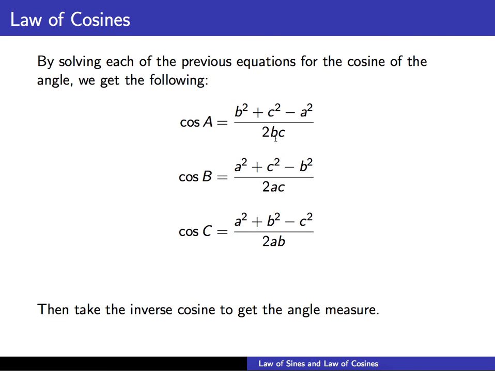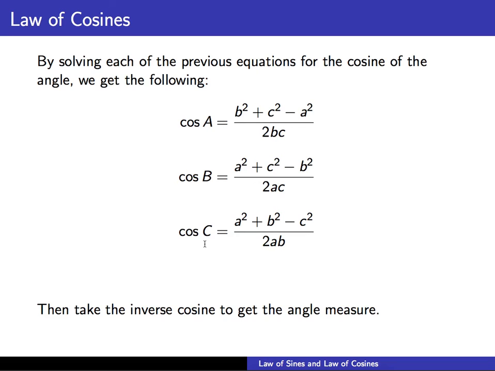Now, if we look at each of those different variations on the law of cosines, if we solve each one for the cosine of the angle, so get the cosine of A by itself in the first, get the cosine of B by itself in the second, and get the cosine of angle C by itself in the third, we get the following. So cosine of angle A is b squared plus c squared minus a squared over 2bc. With cosine of b, it's a squared plus c squared minus b squared over 2ac. And with cosine of angle c, it's a squared plus b squared minus c squared over 2ab. So again, we just solved each of those equations for cosine a, cosine b, or cosine c.